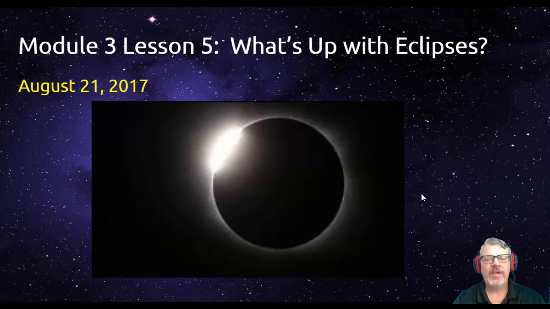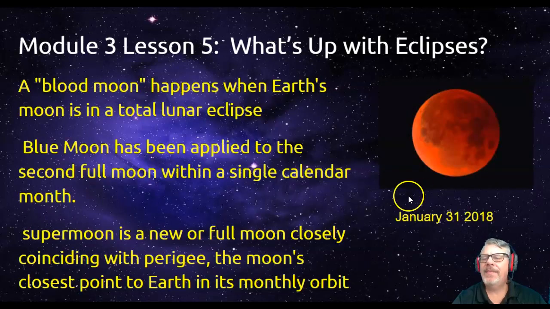You might have had a chance to look at it. If you're at KO, we went out and looked at it. And then the lunar eclipse was January 31st, 2018. It was kind of special because it was a blood moon, and it was a blue moon, and it was a super moon all at the same time.